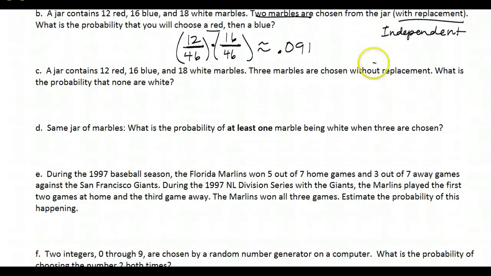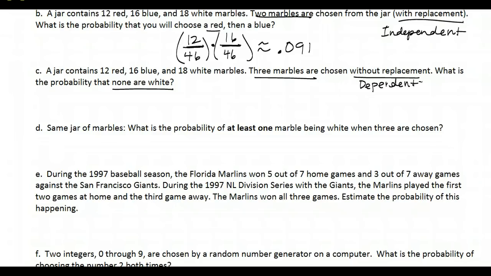For part C, it actually is going to be without replacement, so this one's going to be dependent, and I'll show you what happens here. So same marble draw, I'm going to choose 3 marbles. I want the probability none are white. So 3 marbles are chosen without the replacement. What is the probability none are white? Without replacement means I take it out, I do not put it back. So these are going to be dependent events.